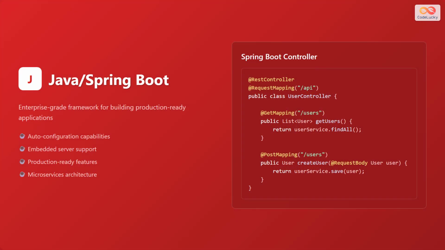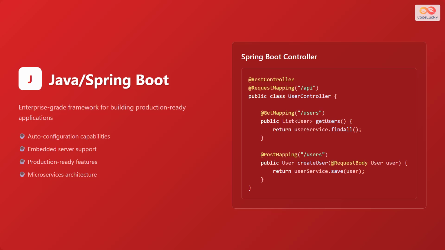Our third technology is Java with Spring Boot. Spring Boot is an enterprise-grade framework for building production-ready applications with Java. It simplifies the configuration and setup process, allowing developers to focus on writing code. Spring Boot offers auto-configuration capabilities, which automatically configures your application based on the dependencies you have added. It has embedded server support, so you can easily package and deploy your applications without needing an external server.